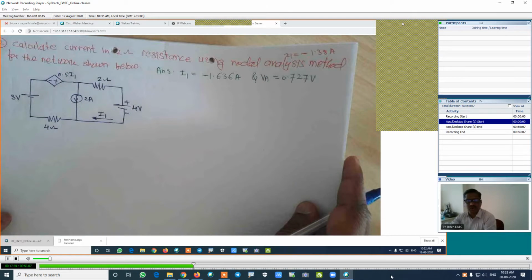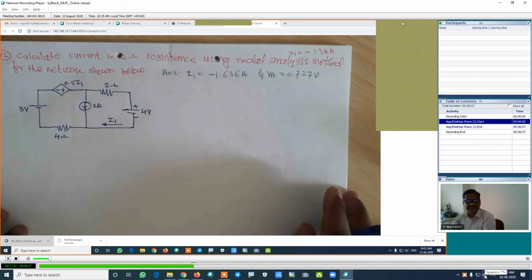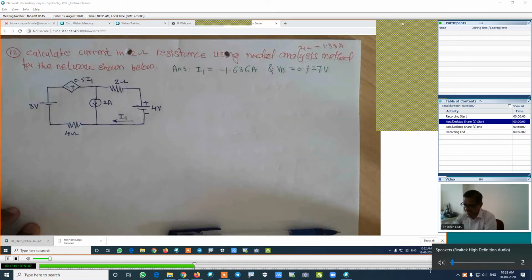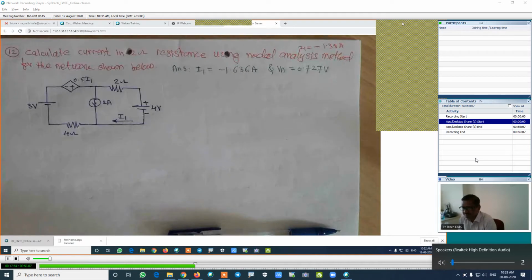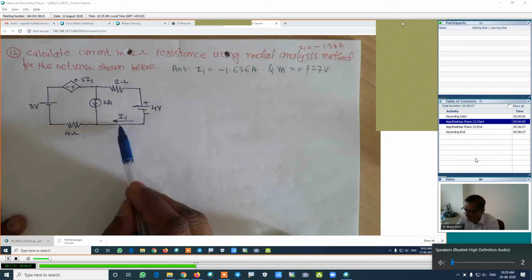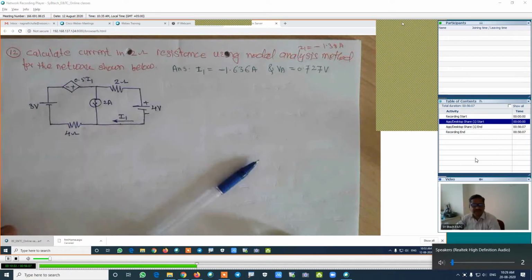Power and so on. Now here in this case, this is another problem. Try to understand it carefully. Calculate current in 2 ohm resistors using nodal analysis method for the network shown below. And here, we are interested in the calculation of this current I1. Is it right? So for this particular figure, how many nodes we have?